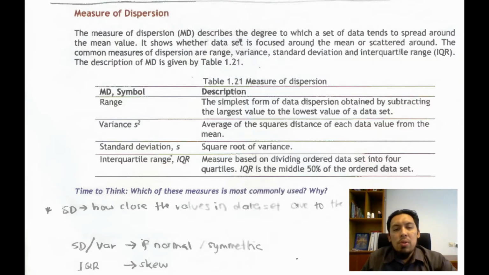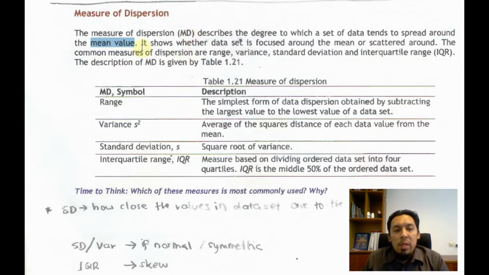So what is MD again? It describes the degree to which a set of data tends to spread around the mean value. The calculation of measure of dispersion is about spreadness, it is actually talking about the spread. It should compare it with something, right? So for measure of dispersion, it compares the range of each data from the mean value.